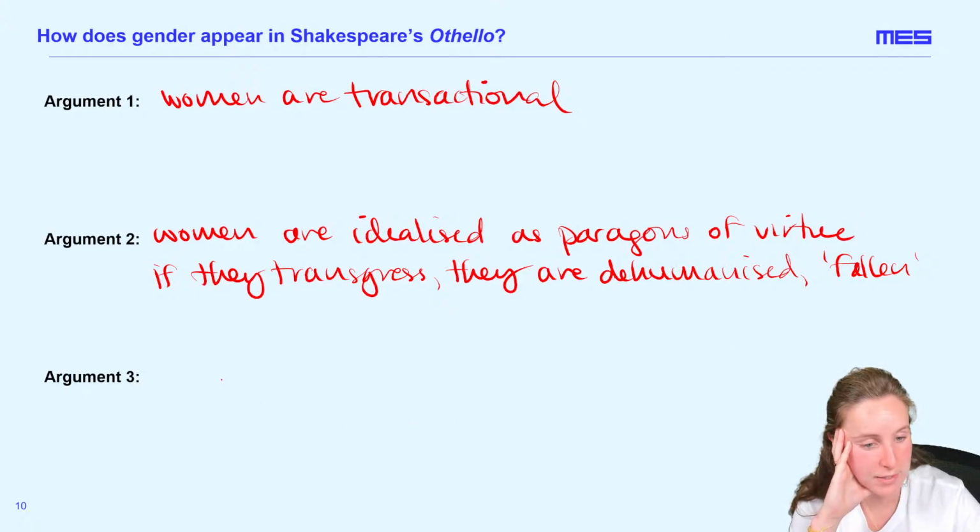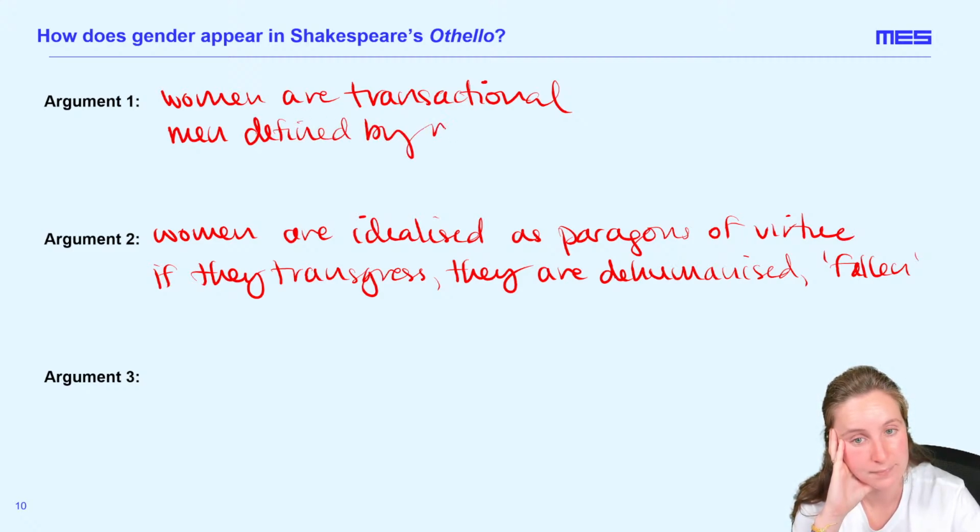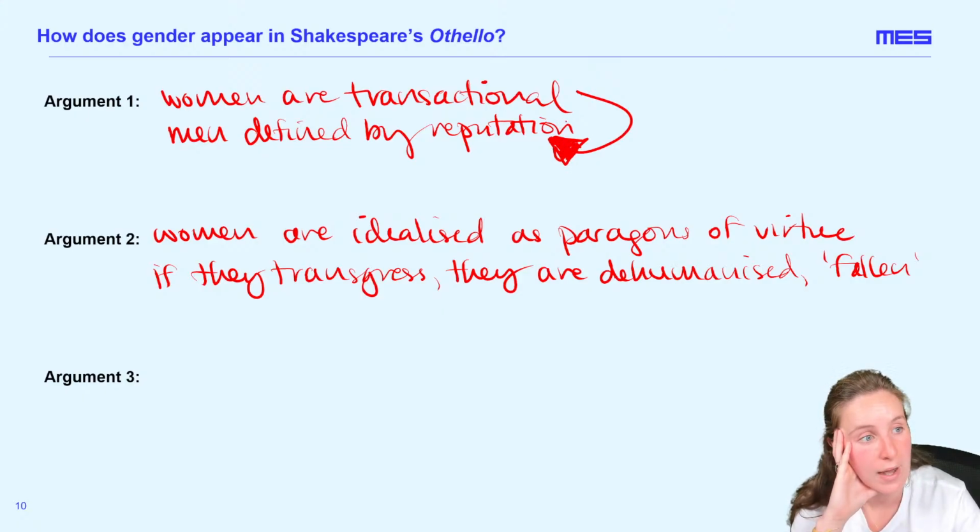We could also think of this as men being defined by their reputation. And then we could fit this idea of women being transactional underneath this as thinking about one of the ways that men preserve their reputation is by using women, either marrying them and gaining power, controlling them and gaining power, or losing them and losing power, and thus sacrificing them in order to preserve it.